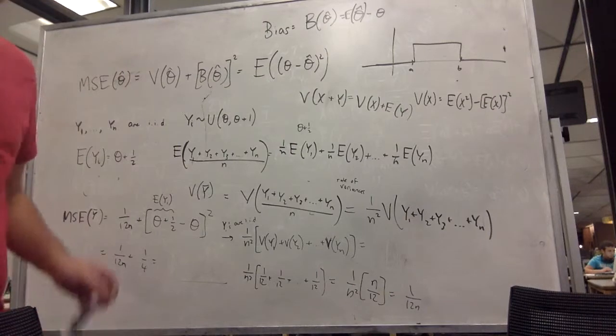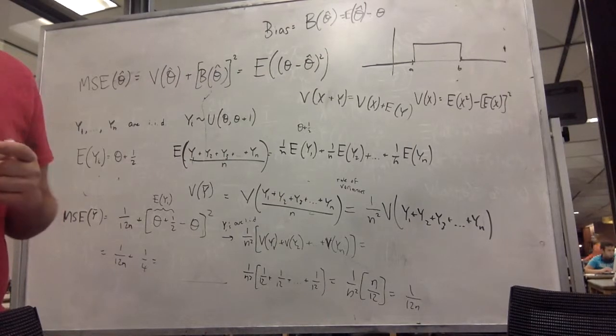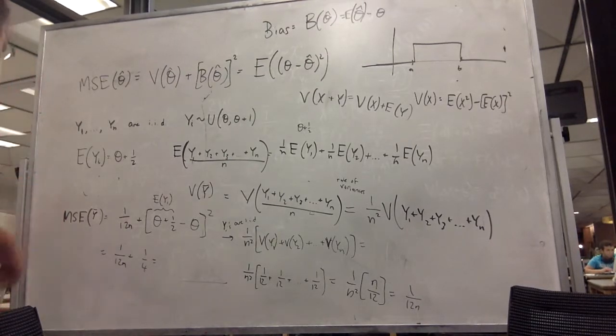We got 2 more on this test. Suppose that theta hat is an unbiased estimator for theta, and that the variance of theta hat is larger than 0. Show that theta hat squared is not an unbiased estimator for theta squared.